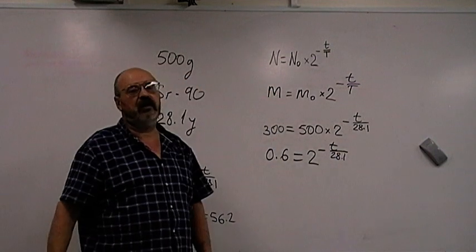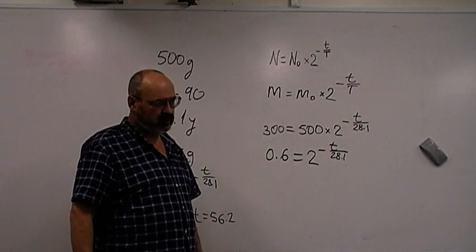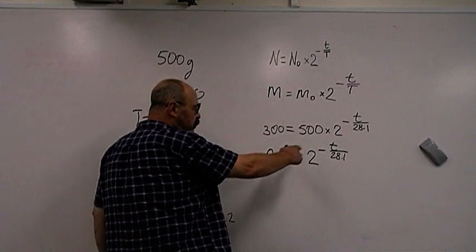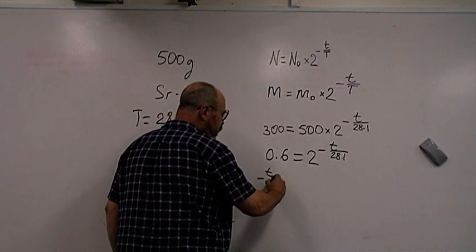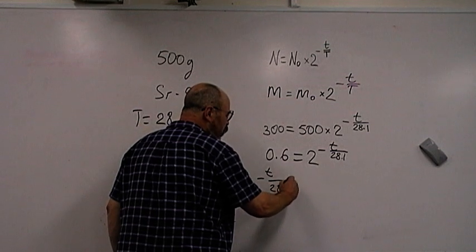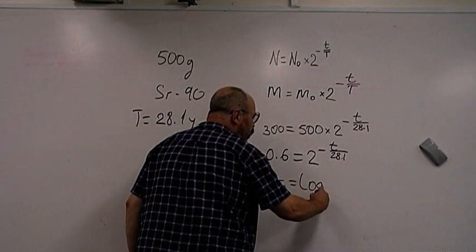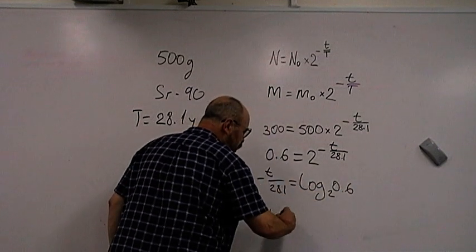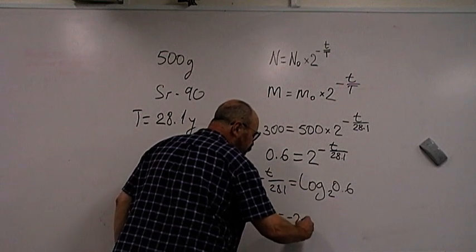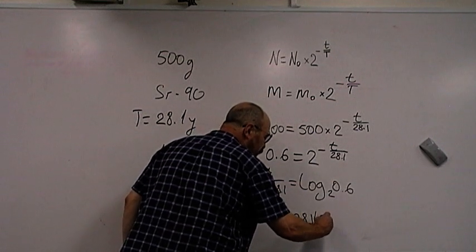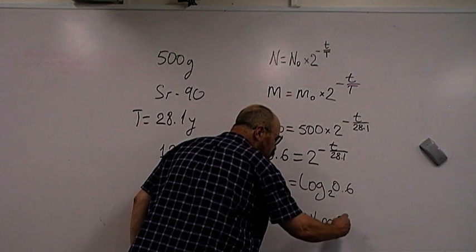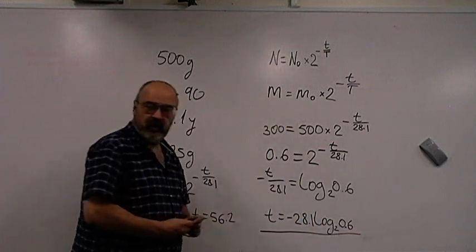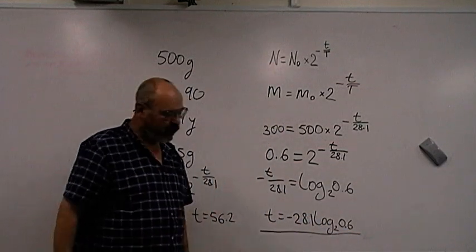Then we need to use a logarithmic function. We need to use log. From here, negative t over 28.1 will be equal to log of 0.6 with the base 2. So t will be equal to negative 28.1 times log base 2 of 0.6. That works for any number.